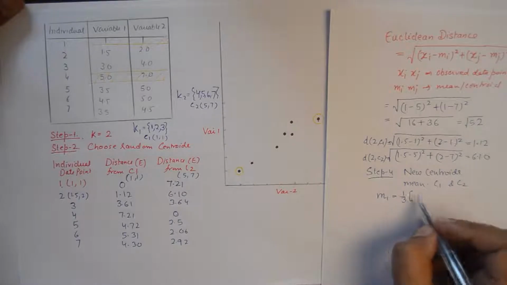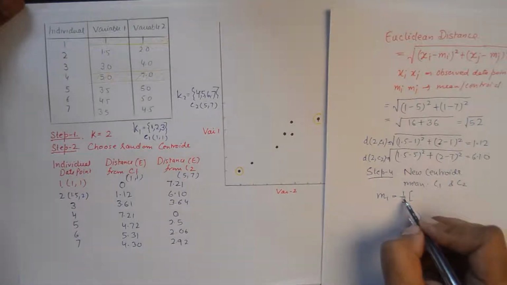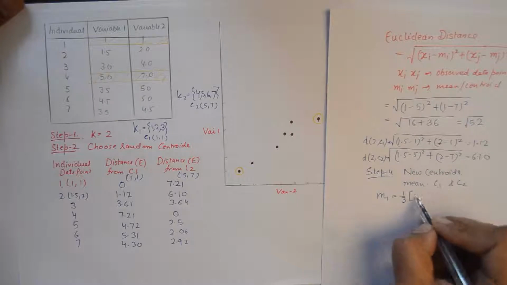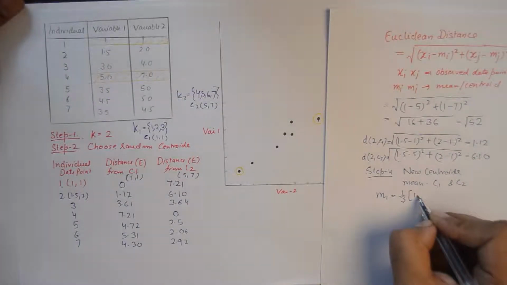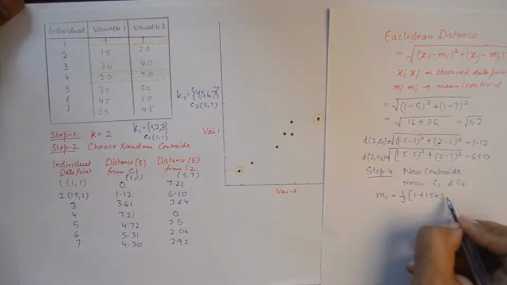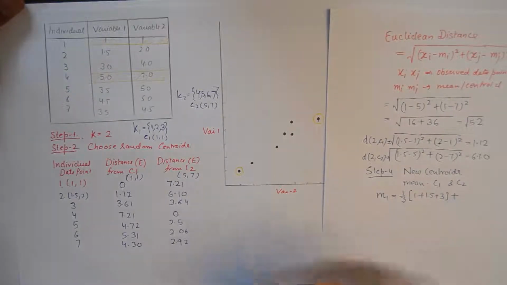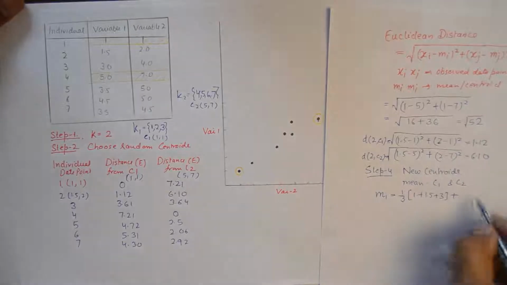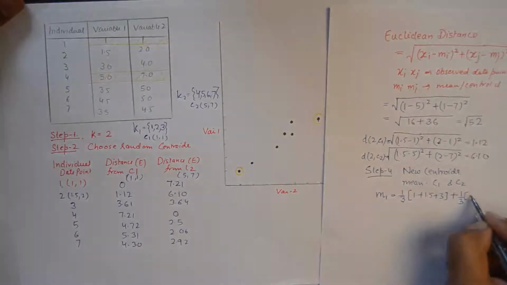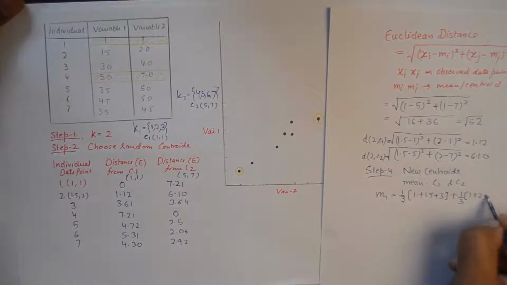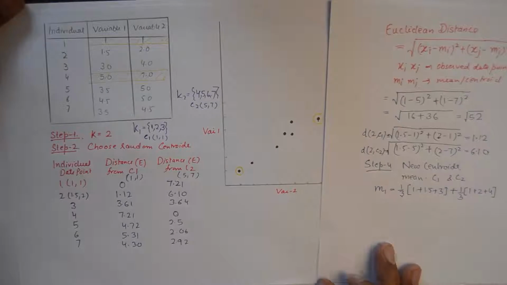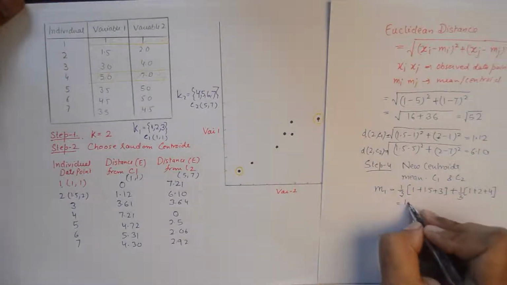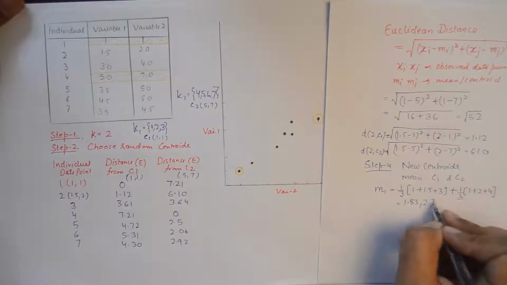So 3 participants' data points are there, so I divide this by 3, and now the first coordinate of that would be 1, 1.5, 3 added, and the second coordinate of the new centroid will be the mean of the second coordinates added up together. So I hope this point is clear, and you get the new mean to be equivalent to 1.83, 2.33.